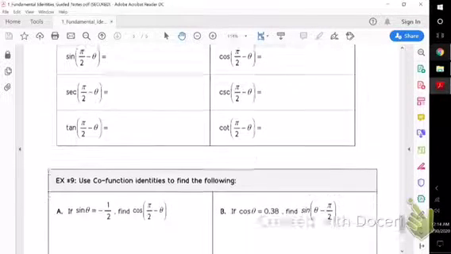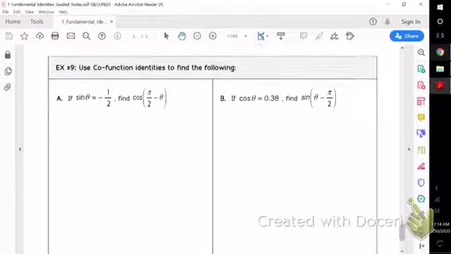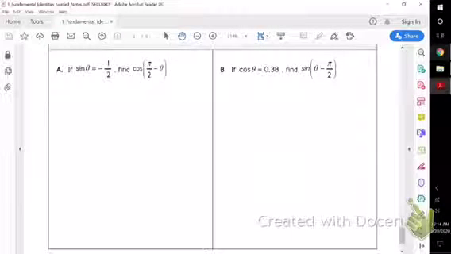So example 9 says use cofunction identities to find the following. And so A says if sine of theta is equal to negative 1/2, find cosine of pi over 2 minus theta. And I may have misspoken in one of the things above. I'm sorry if I did, but you were reading along with me, so hopefully you caught that it was supposed to be pi over 2. Alright, anyways, back to this problem. So if sine of theta is equal to negative 1/2, find cosine of pi over 2 minus theta.